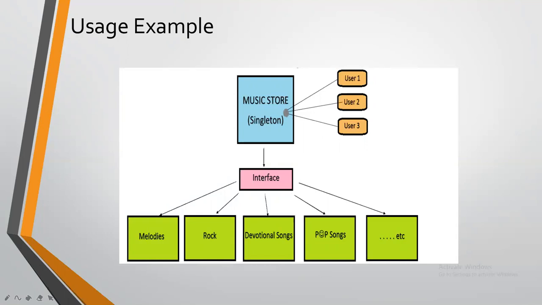If user one wants to play pop songs, first user one accesses the music store singleton class, and the singleton class will return one instance. With the help of the acquired instance, we can invoke the method and play our desired songs. Next time, if user two would like to play rock songs, user two will not be allowed to create a new instance. Instead, he will get the same instance which was previously used by user one. In the next slide, we will discuss the sample code.